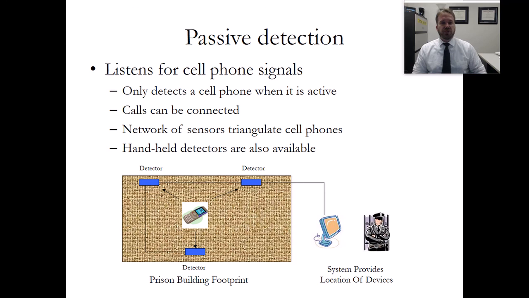And so to look at this, it only detects the cell phone when it's active. Calls can still be connected. There's a network of sensors. So you might have sensors along the different parts of the wall, as we see here in this illustration, and then it can triangulate where the phone is, and when it might go off if an inmate goes near it. So there's also handheld detectors where corrections officers can go, and it's kind of like a wand to sniff these things out, so to speak. No pun intended.